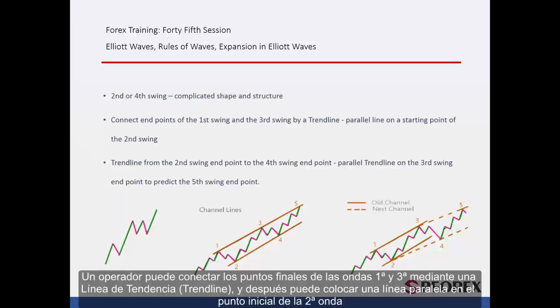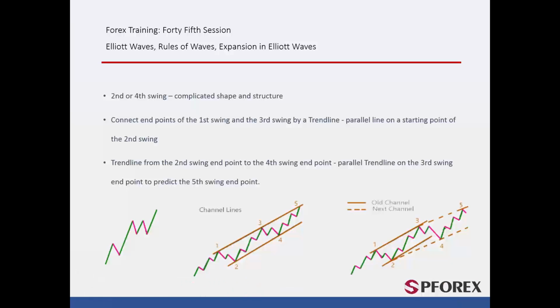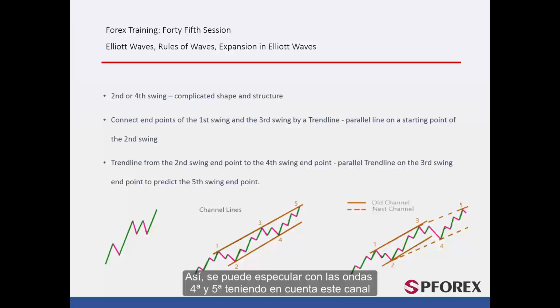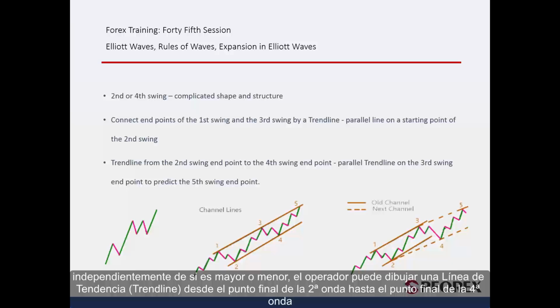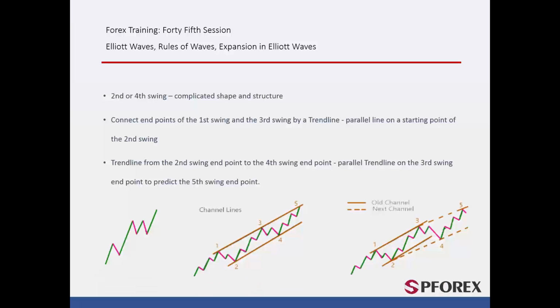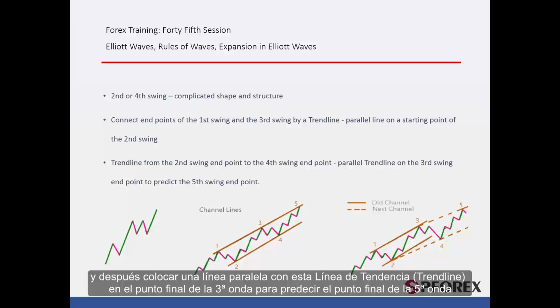A trader can connect the endpoints of the first swing and the third swing by a trend line. Then a parallel line can be placed on the starting point of the second swing. Hence, the fourth and fifth swing can be speculated considering this channel. If the fourth swing does not form on the defined line, whether higher or lower, a trader can draw a trend line from the second swing endpoint to the fourth swing endpoint. Then place a parallel line with this trend line on the third swing endpoint to predict the fifth swing endpoint.